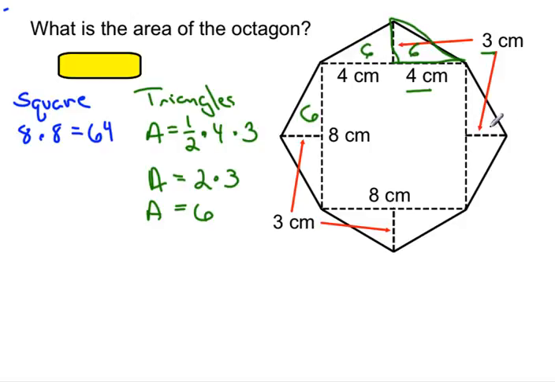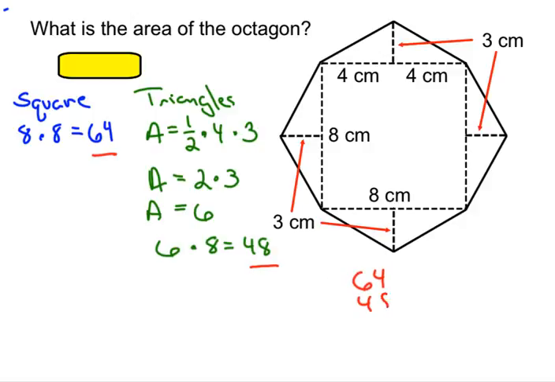All right, so now what we'd want to do is we have 8 of those, so we are going to multiply 6 times 8 in order to come up with the total area of all the triangles around the perimeter of the square. So we're going to take 6 times 8 and we will get 48. And then all we have to do is add the area of the square and the area of the triangles. So we're going to add 64 to 48. Add them up. 4 plus 8 is 12. Carry your 1. And 4 plus 6 is 10. Plus 1 is 11.